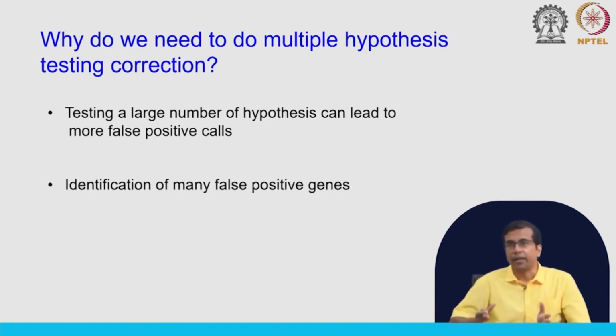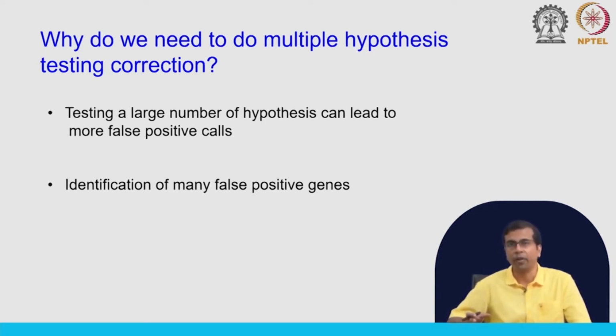Which means in our case we will identify many false positive genes as differentially expressed. We will identify many genes by the statistical test and say these genes are differentially expressed, but in truth, in the actual scenario, they are not. So we are identifying them as differentially expressed when they are not, and we may make wrong inferences when we want to interpret the data further.